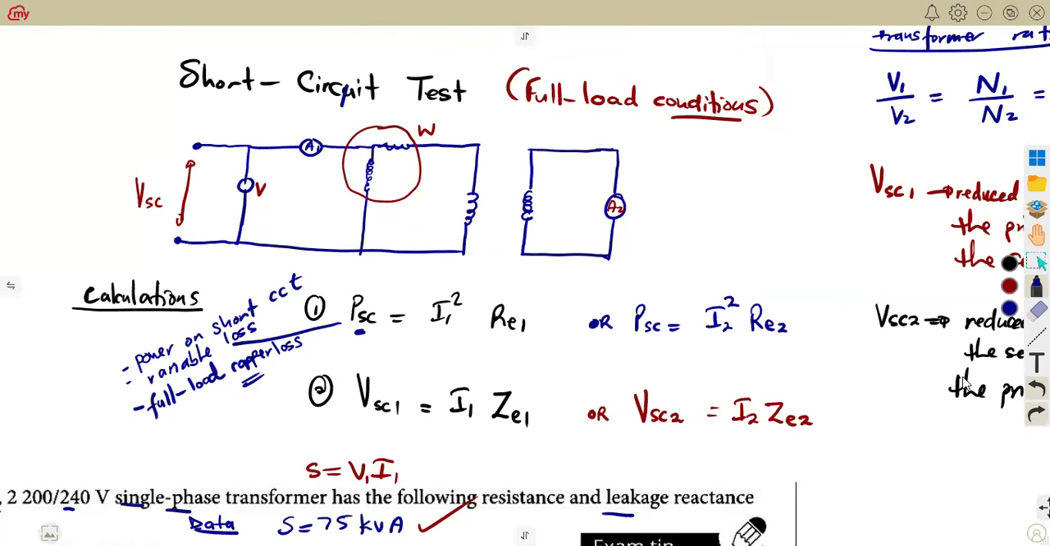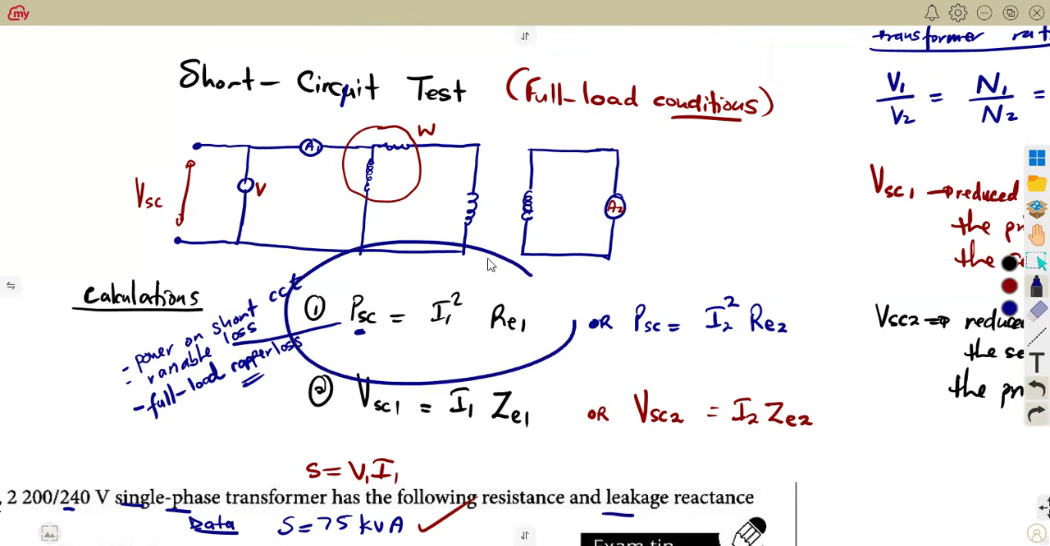How can we determine that? That is the full load copper loss. They can also ask it as the variable loss, or as power on short circuit. It's one and the same thing.